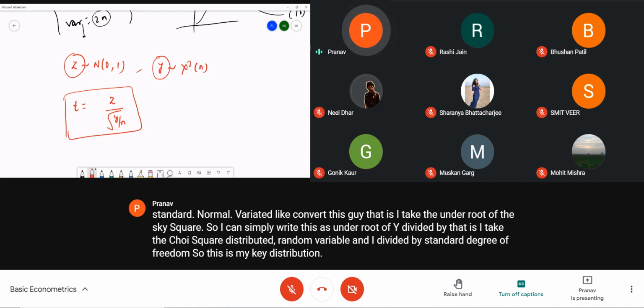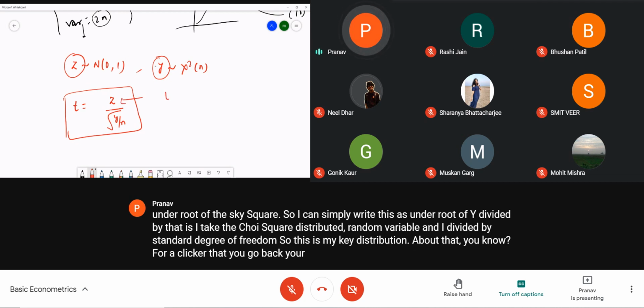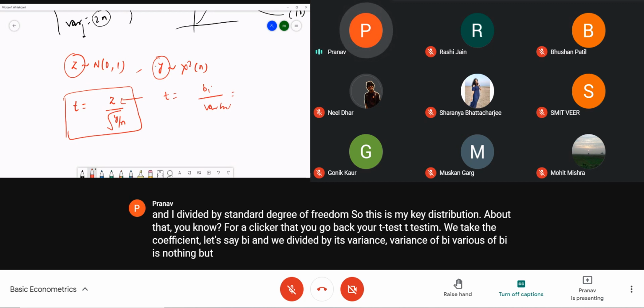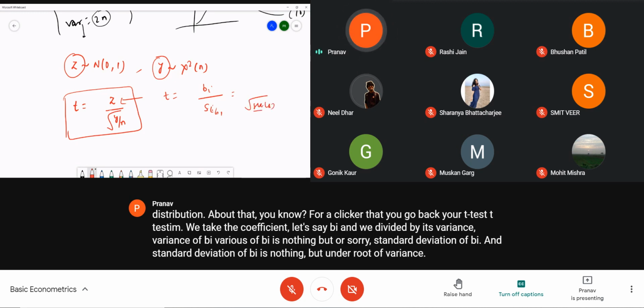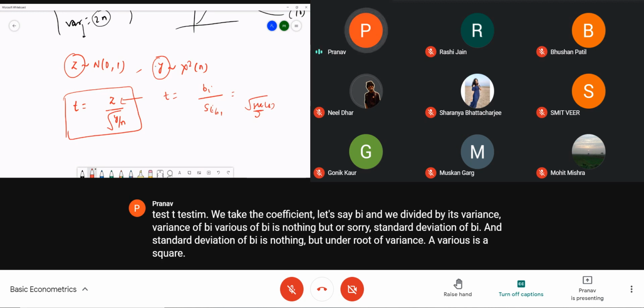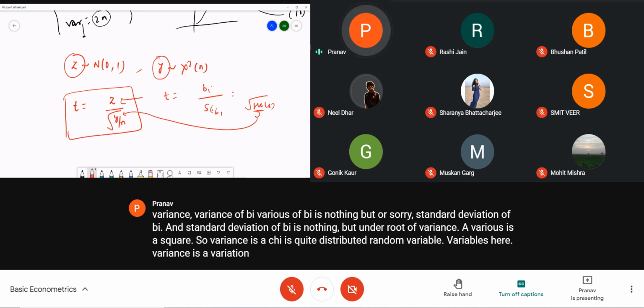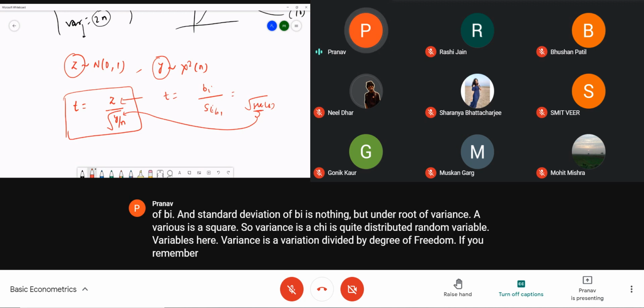अब अगर तुम्हें थोड़ा सा भी एकदम थोड़ा क्लिक करता है तो यू गो बैक योर टी टेस्ट. टी टेस्ट में हम क्या करते हैं? We take the coefficient, let's say bi, and we divide it by its standard deviation. Standard deviation of bi is nothing but under root of variance. A variance is a square, so variance is a chi square distributed random variable. Variance क्या है? Variance is a variation divided by degree of freedom, if you remember from our earlier lectures.